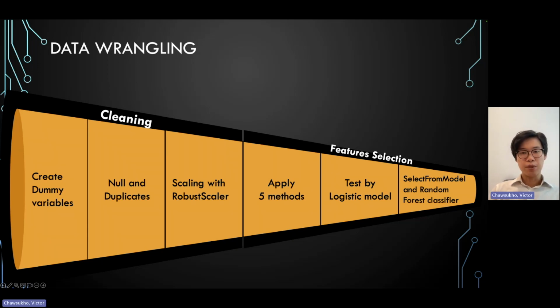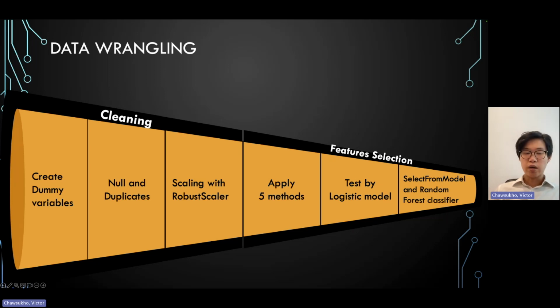Because we have to deal with categorical variables, we apply the dummy variable method. After that, we handle the null values with the mean and remove the duplicates. Thereafter, we apply scaling with the robust scaler. Once we get this clean data set, we apply it to the feature selection process.